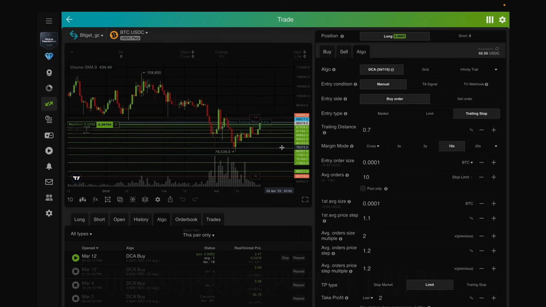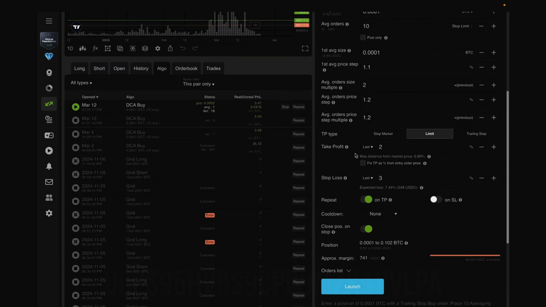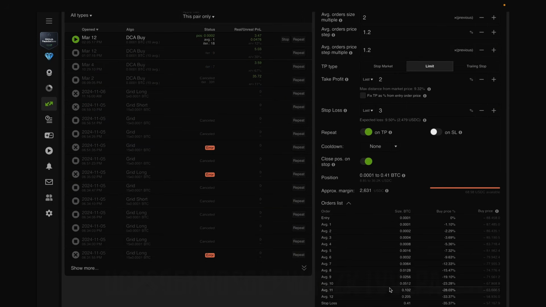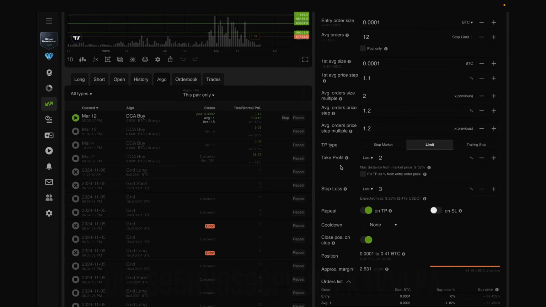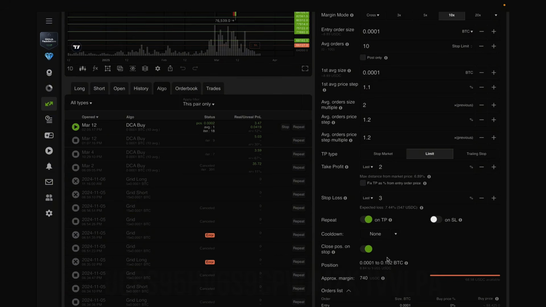Last but not least, we can add 1 or 2 additional averaging orders. As it stands, the last averaging order will be placed 23% below the initial entry level. However, by adding 2 more averaging orders, we would have an additional 10% of potential Bitcoin dip covered, making the setup safer and more robust. The downside: the bot will require a lot more funds to run. For example, with an averaging order size multiple set to 2 and 10 averaging orders, we would need 740 USDC to run the bot. But if we add 2 more averaging orders, the amount of funds required will rise to 2,600 USDC.